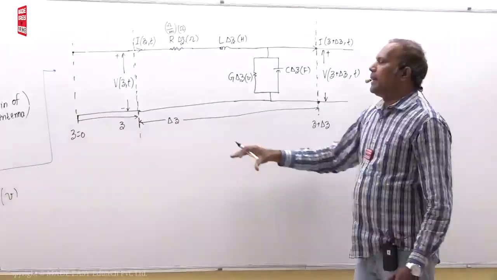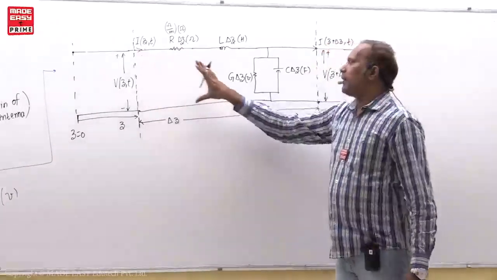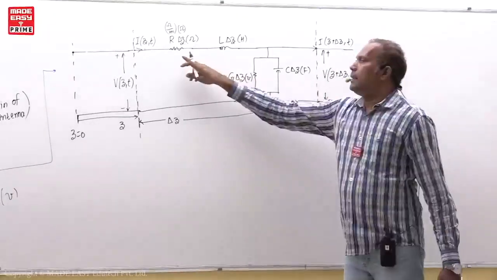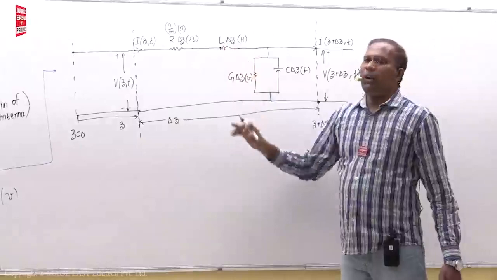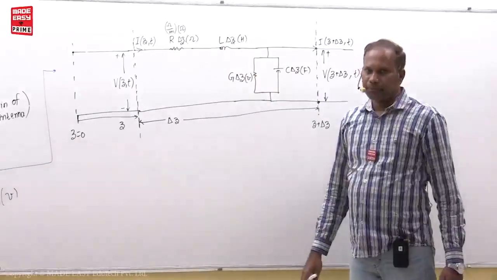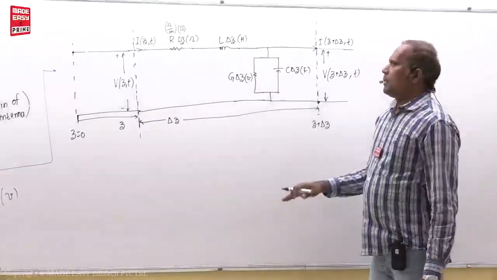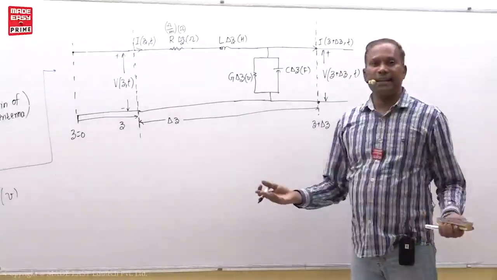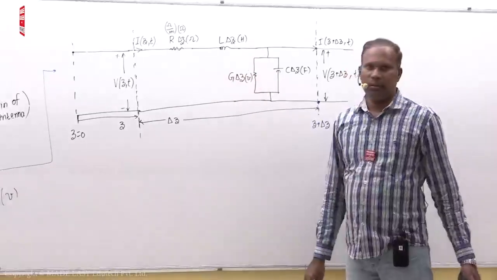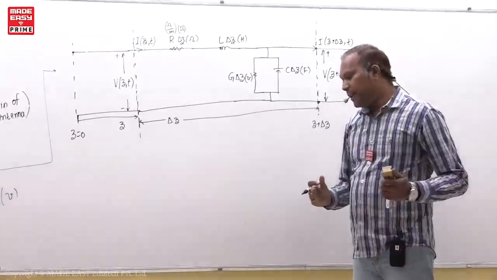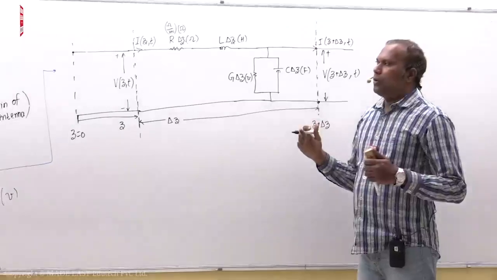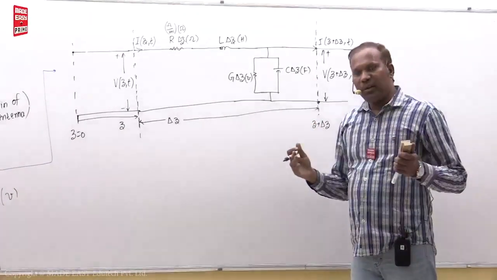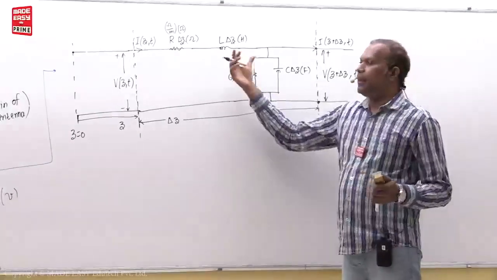I am saying that if 10 volts is there here, definitely less than 10 volts should be there here, because in the series elements there is a voltage drop. So the conclusion is that on the transmission line, if distance increases, voltage decreases because of series elements. That is why, whenever I want to get the transmission line voltage equation, I have to use series elements.